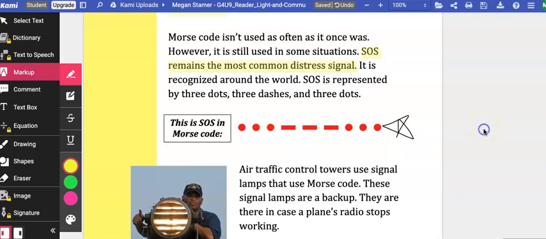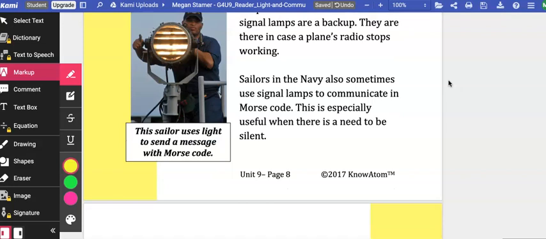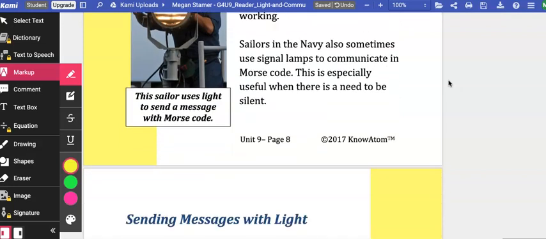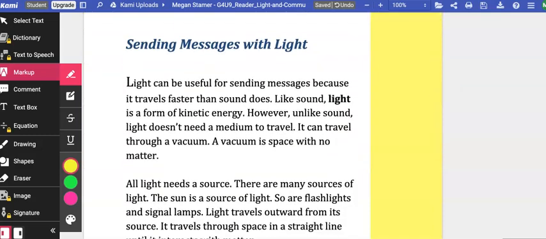Air traffic control towers use signal lamps that use Morse code. These signal lamps are a backup. They are in case a plane's radio stops working. Sailors in the Navy also sometimes use signal lamps to communicate in Morse code. This is especially useful when there is a need to be silent.